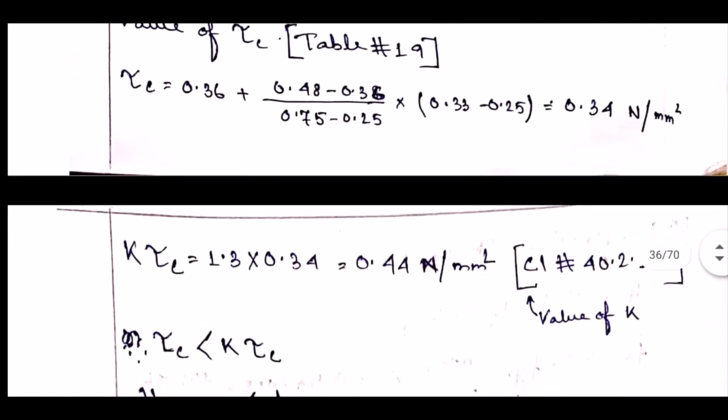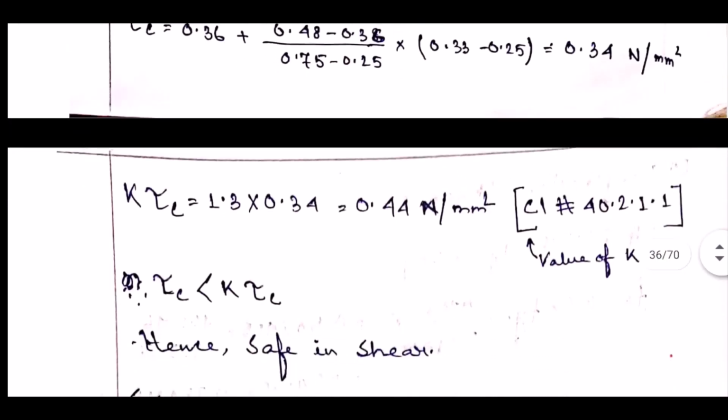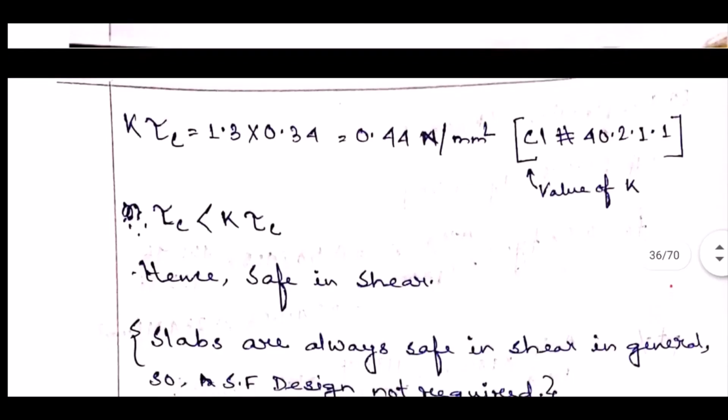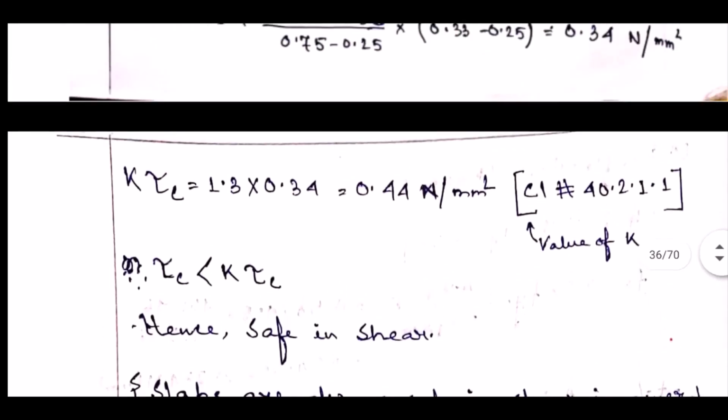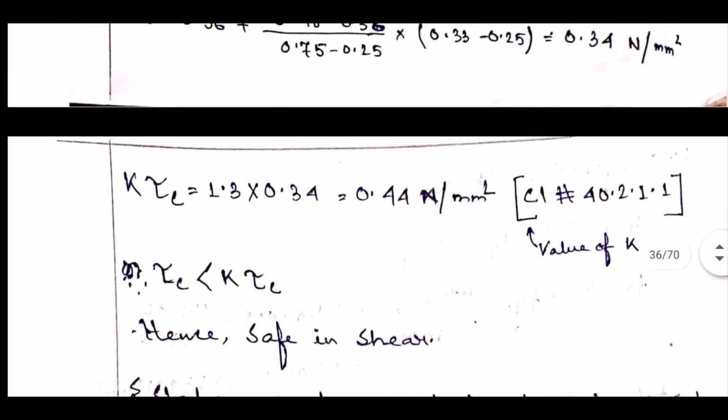So tau C is less than K tau C, hence safe in shear. That means no shear design is required for this case. So let's go to the next step.